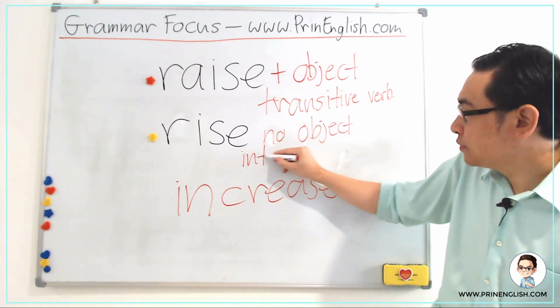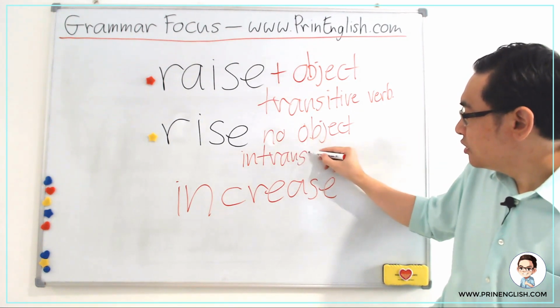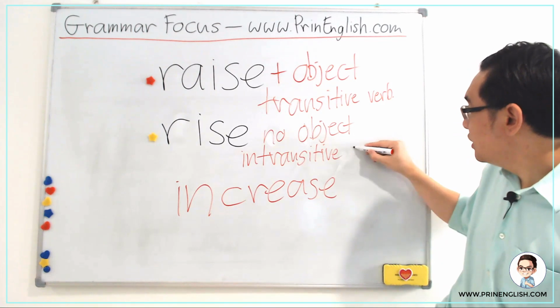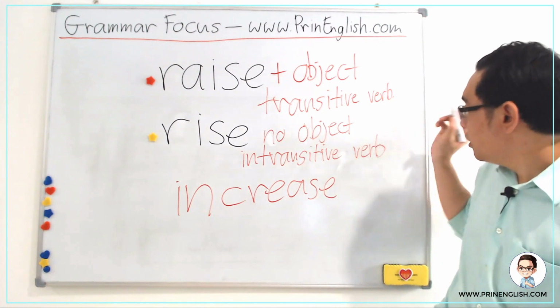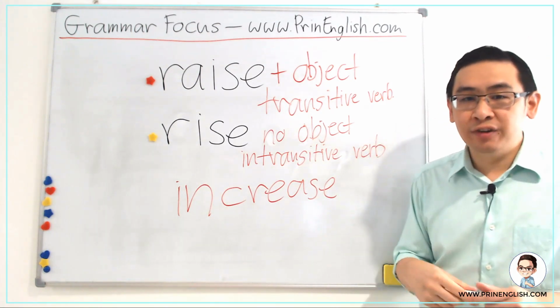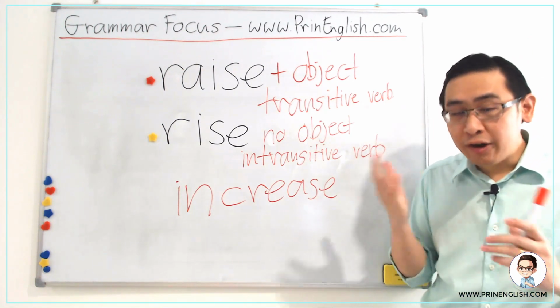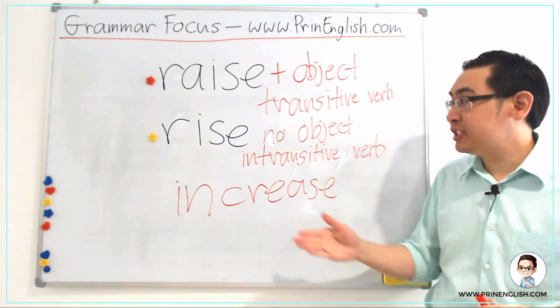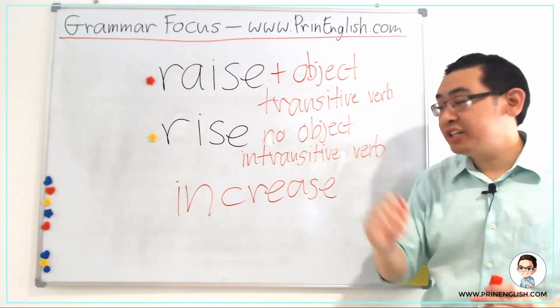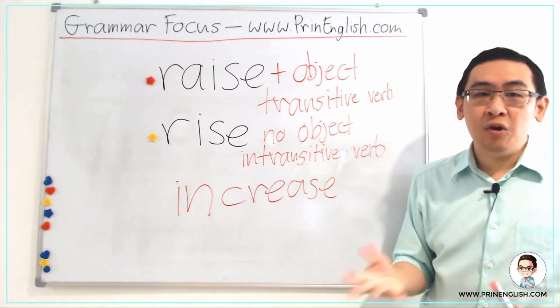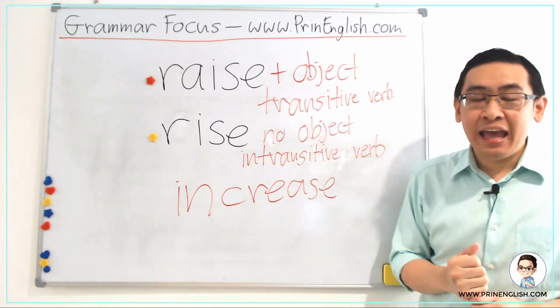Intransitive verb. So the word rise is an intransitive verb. We don't need an object afterwards. Okay, so that's the difference: raise, you need an object, and rise, you don't need an object. Also the word raise is a regular verb.